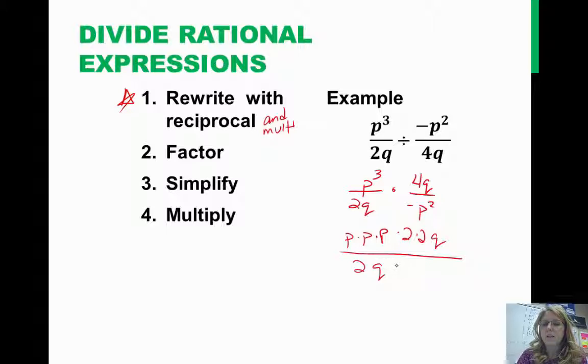And we also have a -p times p. I'm going to call that -1. So now I can cancel out 2 p's, I can cancel out a q, and I can cancel out a 2. So my final answer on this is 2p over -1. And I can rewrite that as -2p.